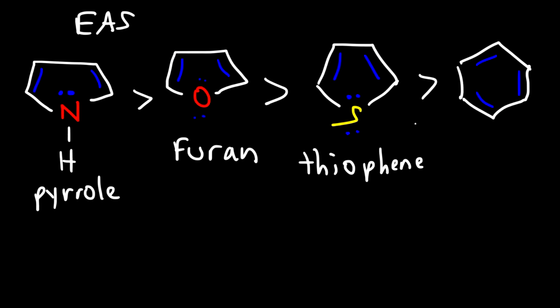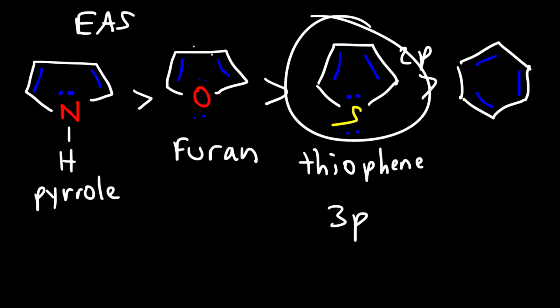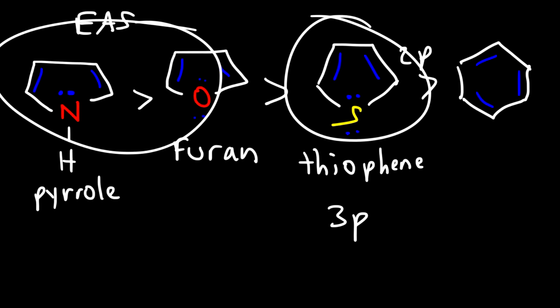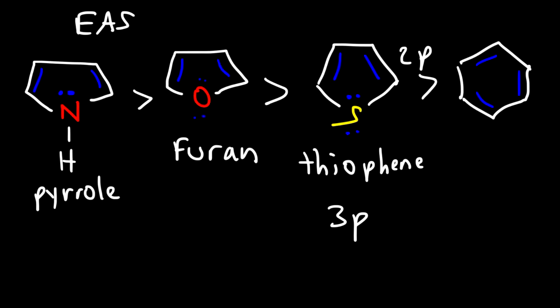Now, as for thiophene, the sulfur atom is pretty big, and when you're looking at the sulfur atom and the carbon atom, the sulfur atom has a 3p orbital, the carbon atom has a 2p orbital, and so these two orbitals don't overlap effectively, making this compound less nucleophilic than these two due to the ineffective overlap of the 3p orbital found on the sulfur atom with the 2p orbital found on the carbon atom. And so that's why thiophene is less reactive than furan, even though sulfur is less electronegative than oxygen.